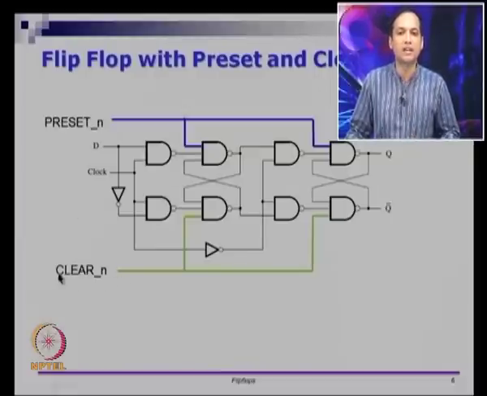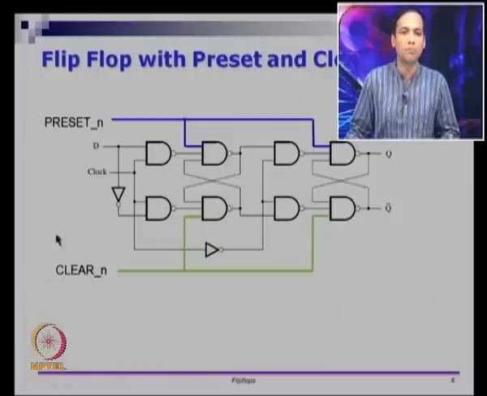Similarly, I can bring this clear n to 0, and no matter what D and clock are, this line will become a 1. If I bring this to 0, this will be a 1 because of this NAND gate, and this will be a 1 because of this NAND gate. And if Q bar is 1, Q will eventually go to 0. So Q becomes 0 when clear becomes 1. So if preset is 1, Q becomes 1, and if clear is 1, clear n is 0, then Q becomes 0. This is the meaning of preset and clear.